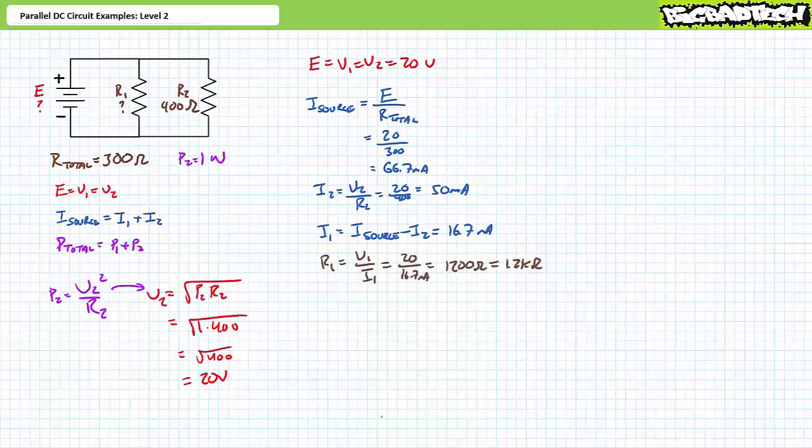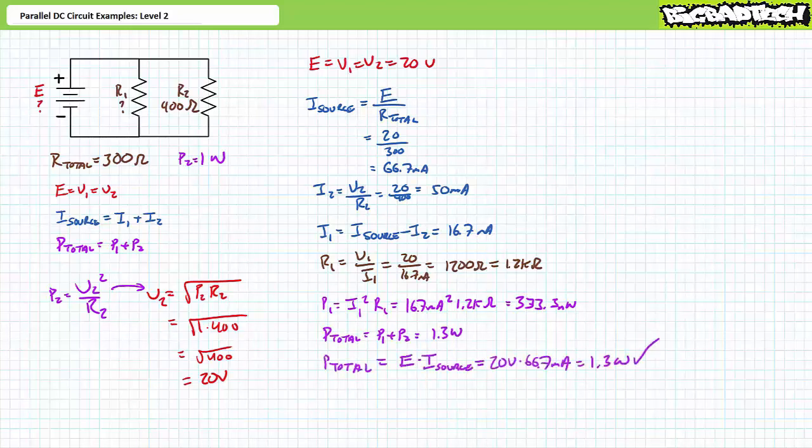R1 equals V1 over I1. Substituting our given values yields 1.2 kiloohms. P1 equals I1 squared times R1. Substituting our given values yields 333.3 milliwatts. Power total equals P1 plus P2. Substituting our given values yields roughly 1.3 watts.